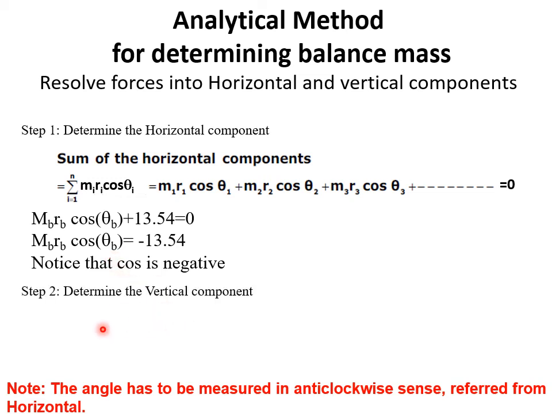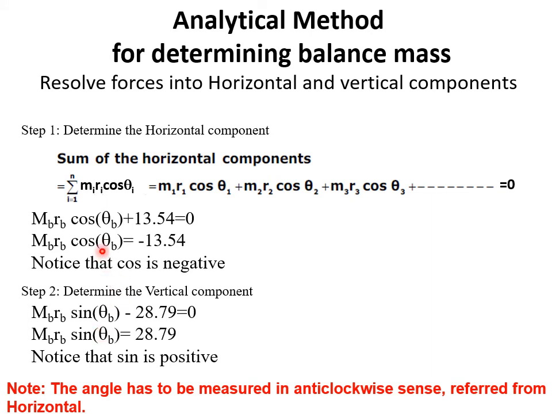Then we go for the vertical components. In the same way, m1 r1 sin theta 1, m2 r2 sin theta 2, m3 r3 sin theta 3, and so on, and we get mb rb sin theta b minus 28.79 equal to 0. Therefore mb rb sin theta b becomes equal to 28.79. We again notice that the sign is positive.